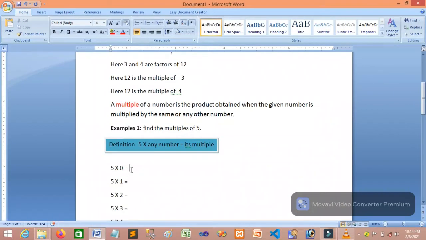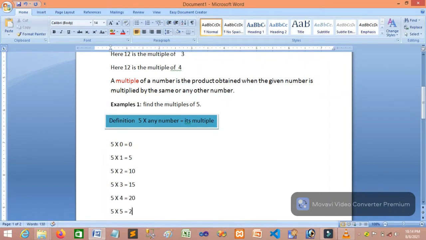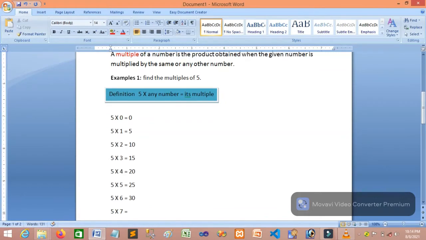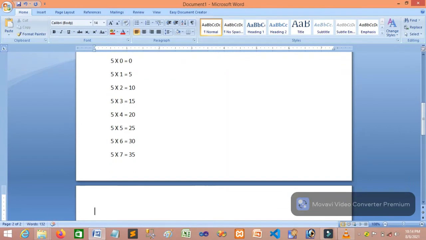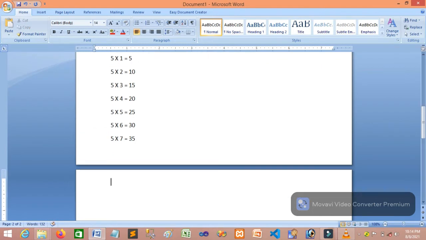First I am going to multiply 5 into 0, which is 0. 5 into 1 is 5, 5 into 2 is 10, 5 into 3 is 15, 5 into 4 is 20, 5 into 5 is 25, 5 into 6 is 30, 5 into 7 is 35, 5 into 8 is 40, 5 into 9 is 45, 5 into 10 is 50.